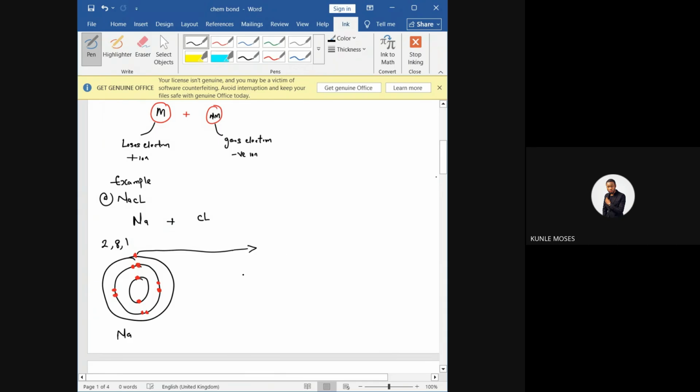Now, if you look at chlorine, it belongs to element number 17. That's 2,8,7, right? If you still remember. So that would be 1, that would be 2, and the third one, that's 3.